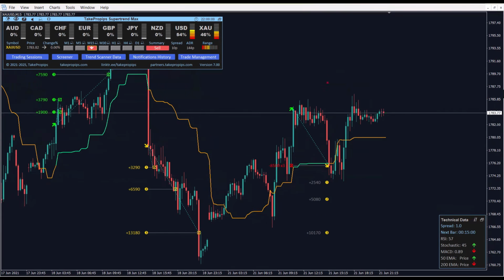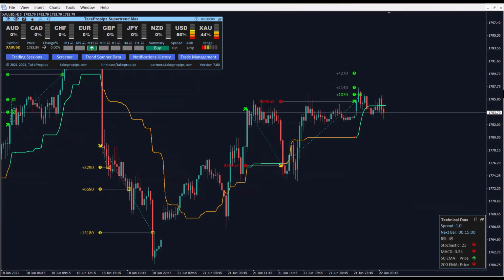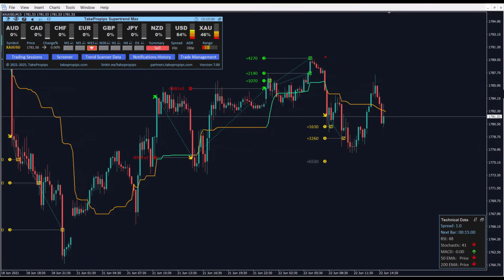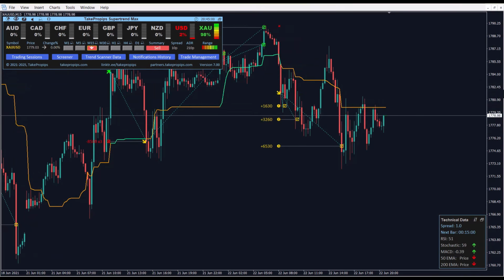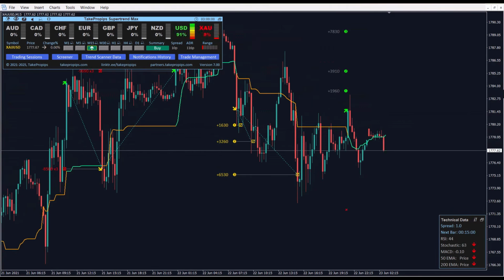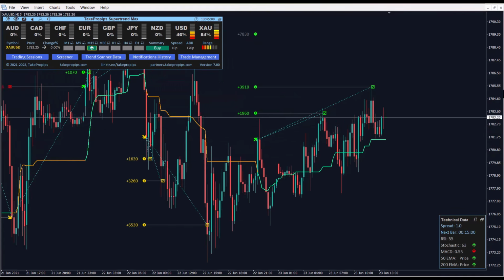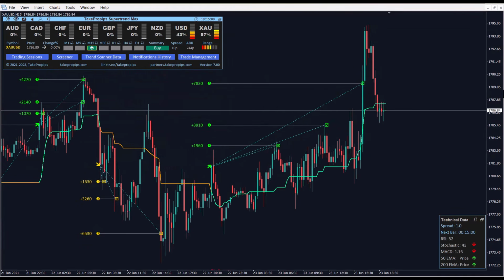Bollinger Bands are another useful tool. They show volatility. When the bands expand, volatility is increasing. When they contract, the market is consolidating. Price touching the outer bands can sometimes signal potential reversals, especially when combined with RSI.